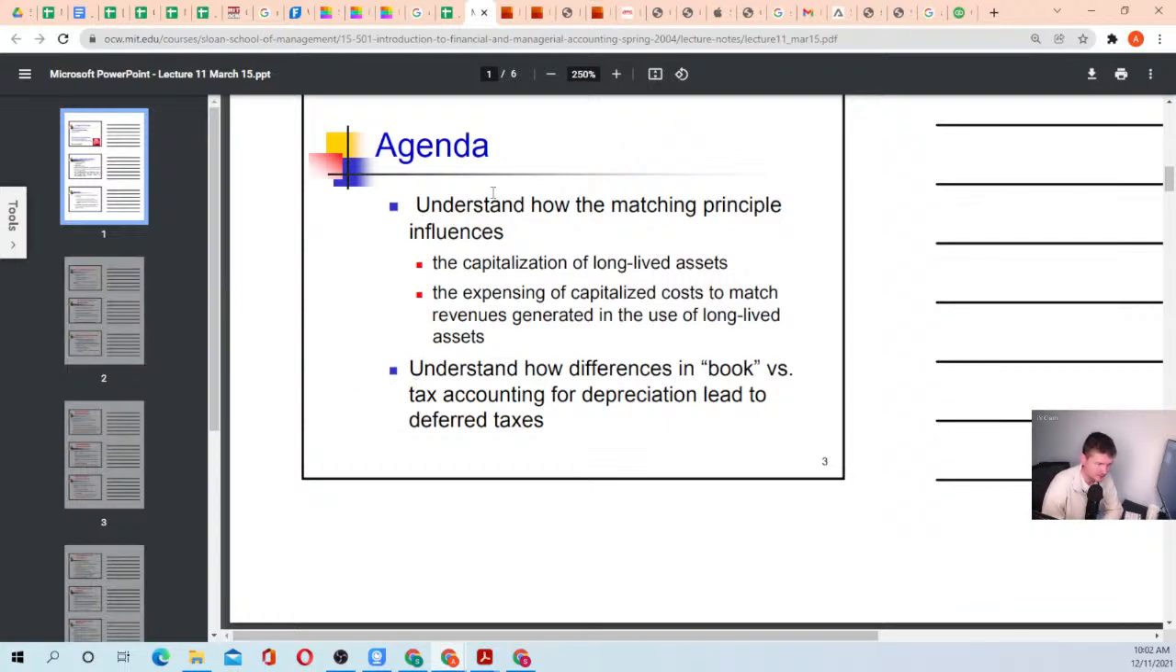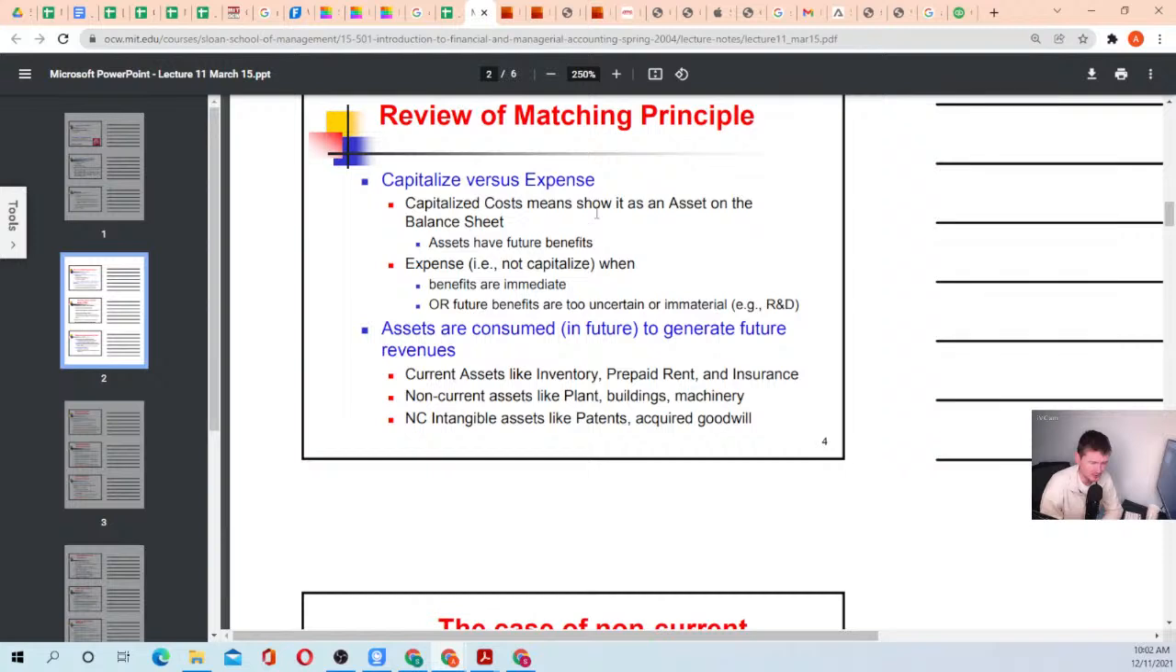Okay, so let's see what we have here. Capitalize. What do we mean by capitalizing the costs? It means that we will show that asset on the balance sheet, because that asset has future benefits, and the opposite of capitalization of costs is the expensing of costs, when benefits are immediate or future benefits are too uncertain, like research and development.